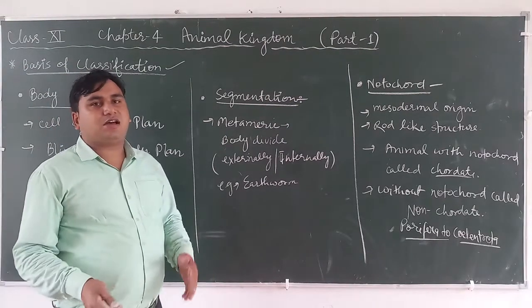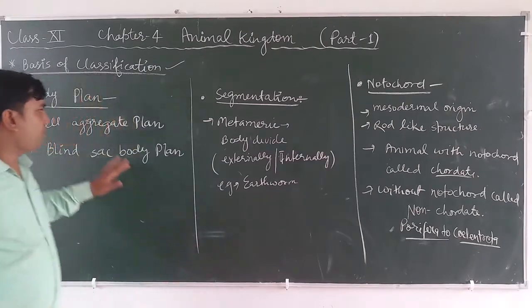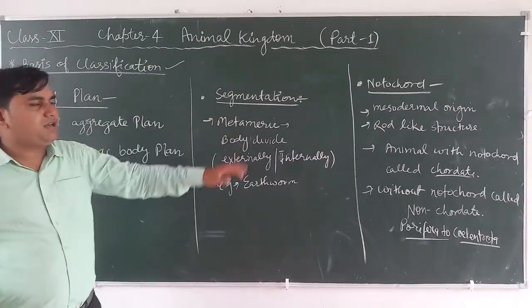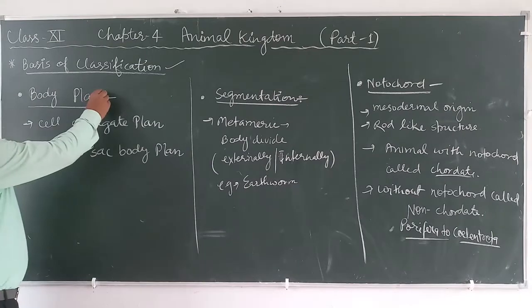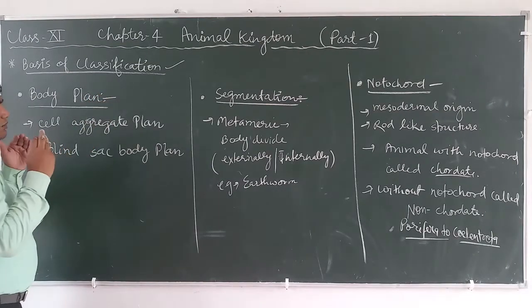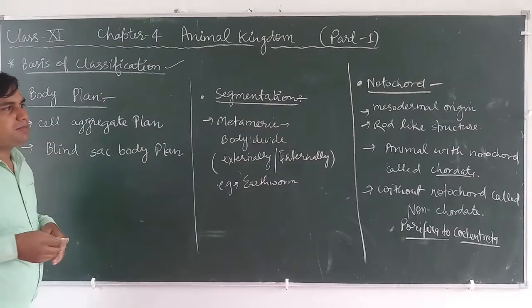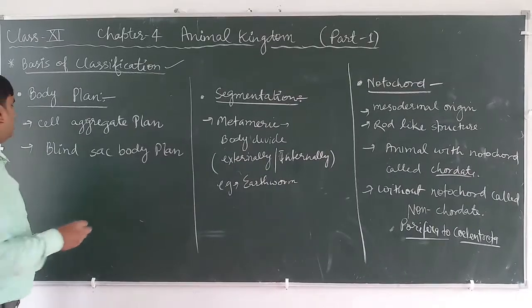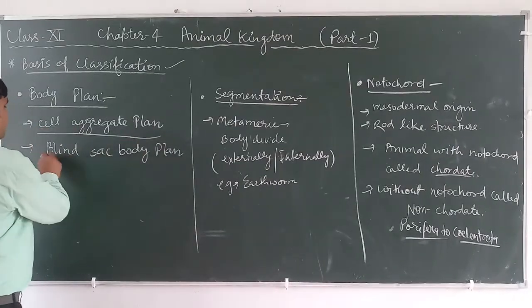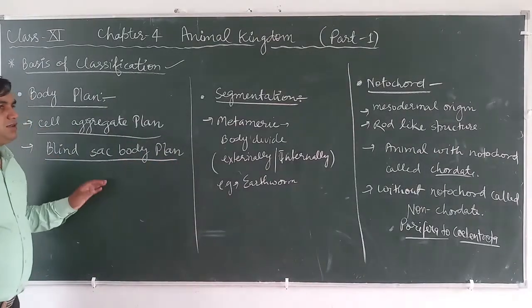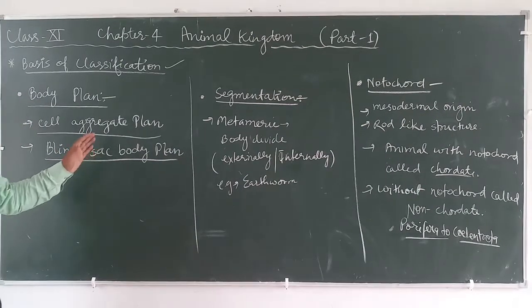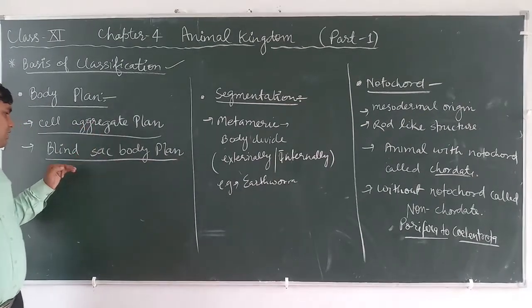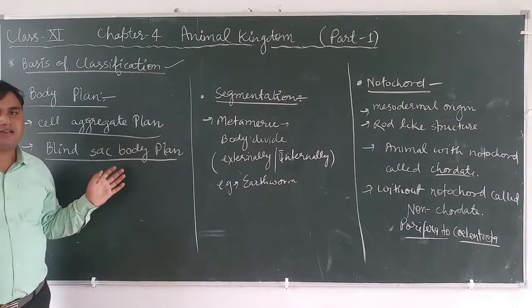Last three bases of classification are: first one is the body plan, segmentation and notochord. Body plan means how the plan of the system of the body is shown. Cell aggregate plan and blind sac body plan. Means cell aggregation shows in the body plan and also in the blind sac body plan.